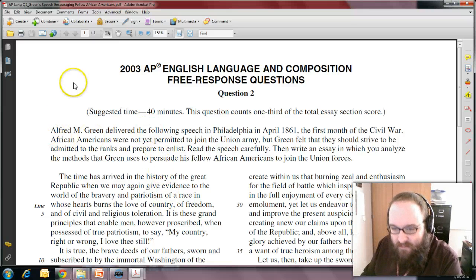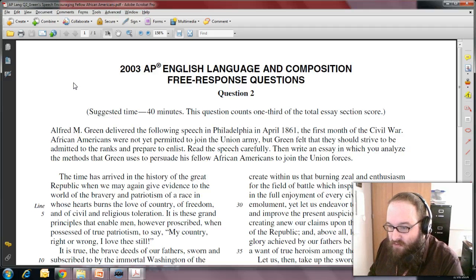So here we go. Alfred M. Greene delivered the following speech in Philadelphia in April 1861, the first month of the Civil War. African Americans were not yet permitted to join the Union Army, but Greene felt that they should strive to be admitted to the ranks and prepare to enlist. Read the speech carefully, then write an essay in which you analyze the methods that Greene uses to persuade his fellow African Americans to join the Union forces.